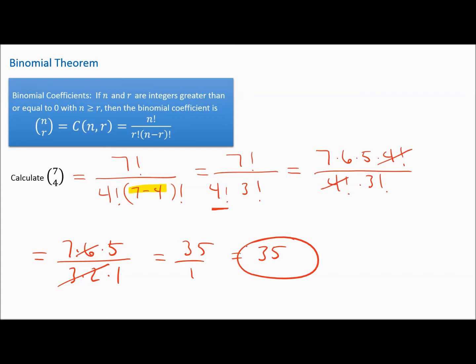But the real trick is, again, writing the top one all the way down. What I mean by all the way down is 7 times 6 times 5 times, down to the biggest factorial in the bottom. Cancel those, and then write out what you have left in the denominator, and then cancel anything there you can as well.